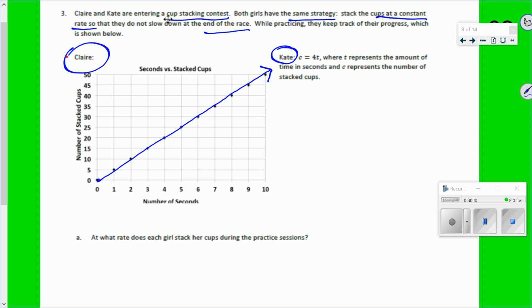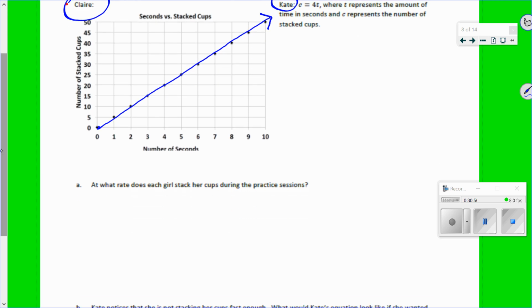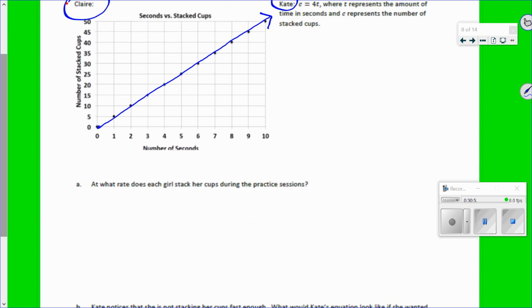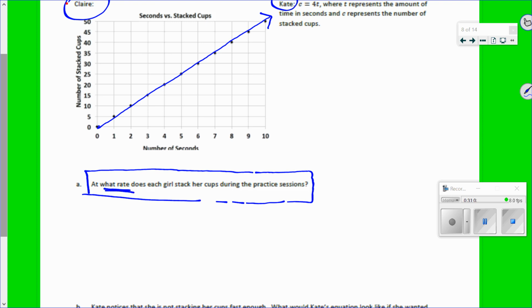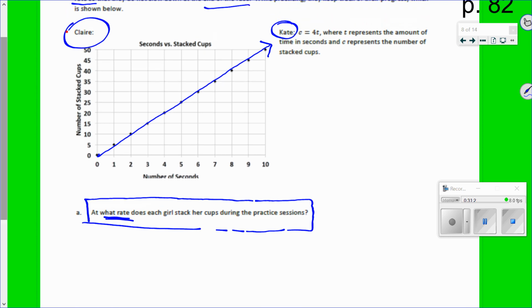All right. The question is, at what rate does each girl stack her cups during the practice sessions? At what rate? What is it really asking us for? What, Mary? What kind of rate? Unit rate. Nice. The unit rate. Okay?